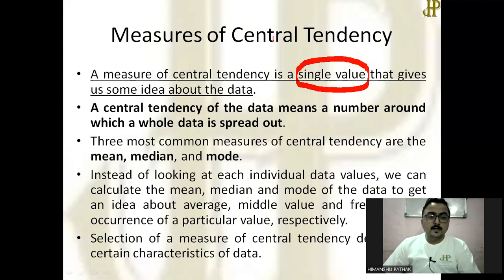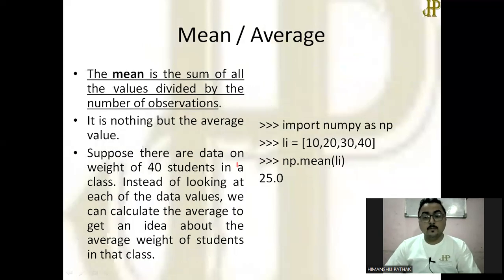So the central tendency of the data means a number around which the whole data is spread out. There is something common among all the spread out data. Here you will see the three most common measures: mean, median and mode. So the first thing is mean. Mean can be described as average also. This is very simple. The mean is the sum of all the values divided by the number of observations.